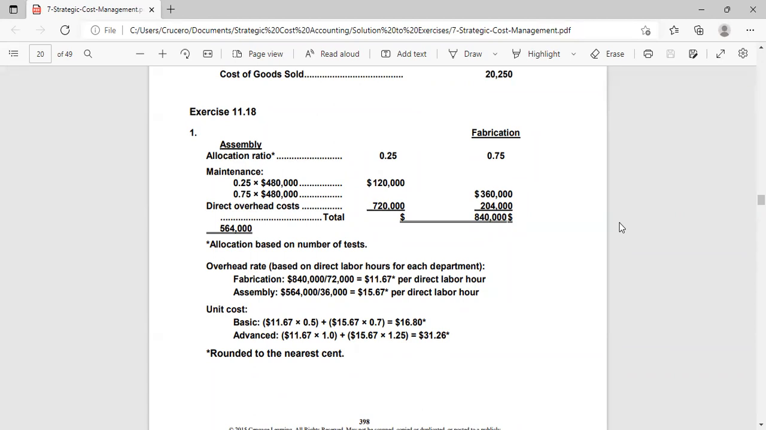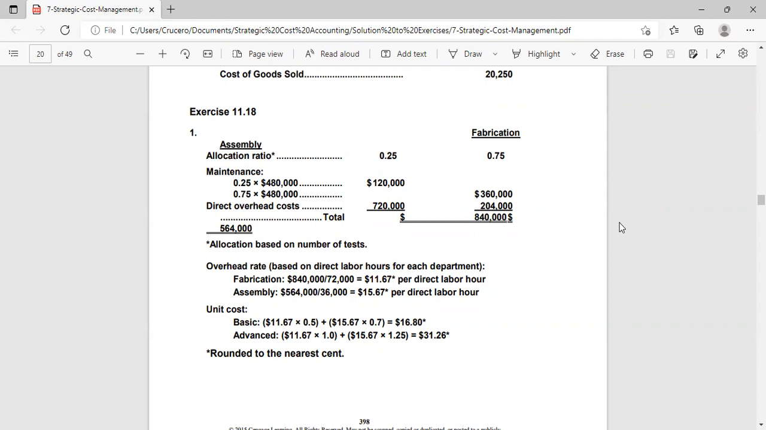720,000 plus we have the amount of, kaiman, the fabrication as stated, the basis is the number of tests. So, the fabrication, 0.25. Kag ang assembly, 0.75. So, bali, sala lang ang pagbutang sang columns. Take note, the rates or the ratios are computed based on the number of tests.